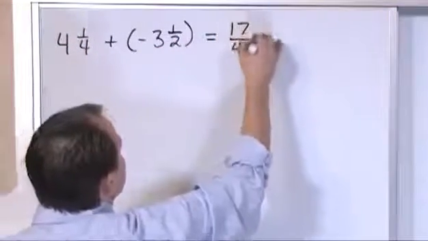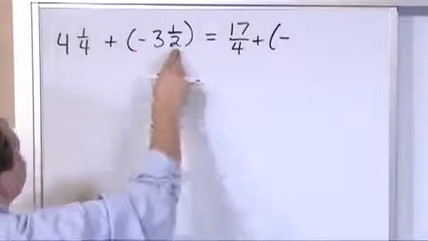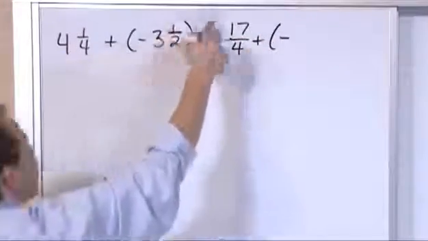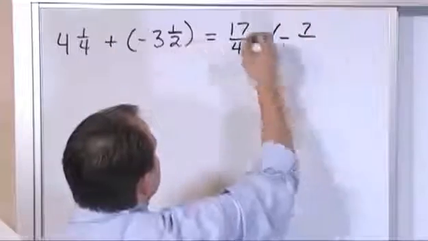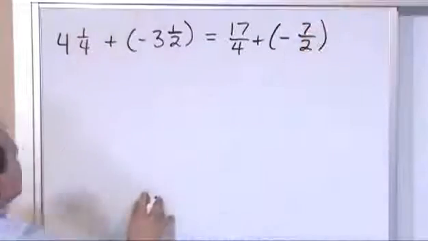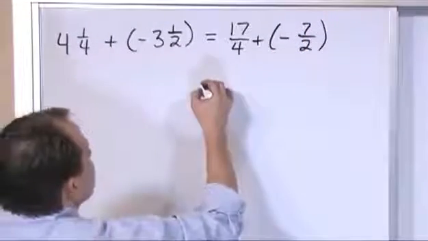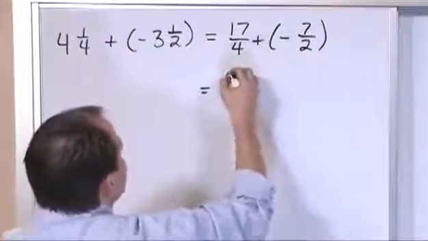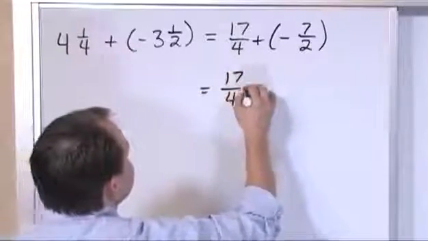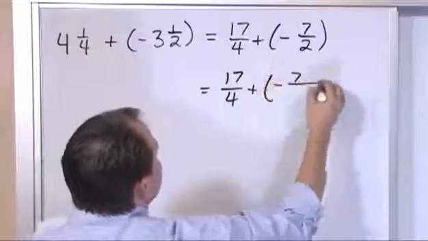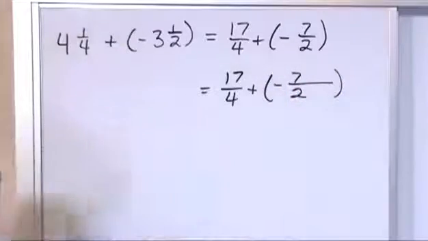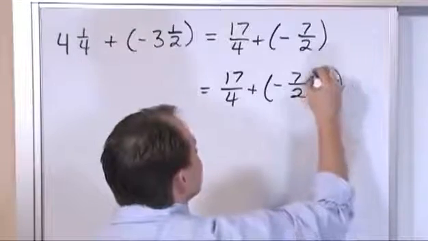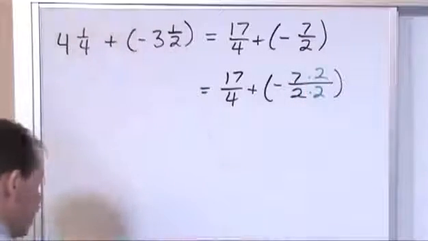17 over 4 plus negative 2 times 3 is 6, plus 1 is 7 over 2. 7 halves. And so I'm looking at this and I see 2 and 4. So I'm going to basically have to mess around with the second fraction, but luckily I have 2 and 4, so I know I can multiply this by 2 and by 2, and I'll get exactly what I'm looking for.